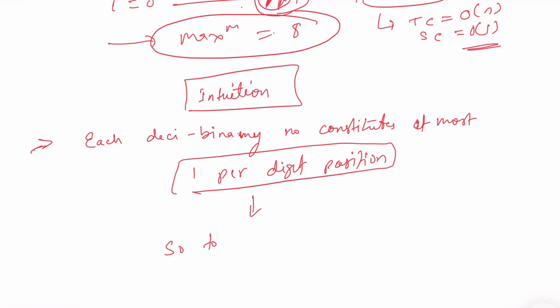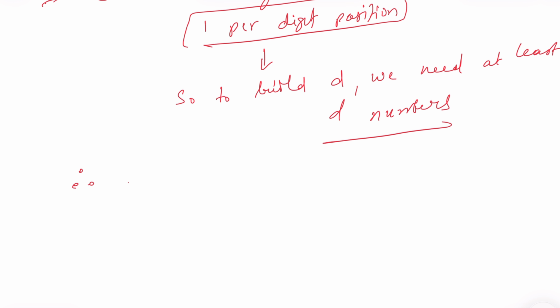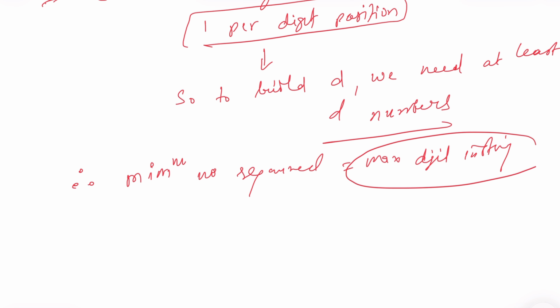So to build any digit d, we need at least d numbers, correct? Meaning 8 means 8, 4 means 4, like that. It means the minimum number required is the max digit in the string. Max digit in string. As simple as that. So we should understand this and how to implement it. Whenever we talk about the minimum number required, it is the maximum digit in the string.